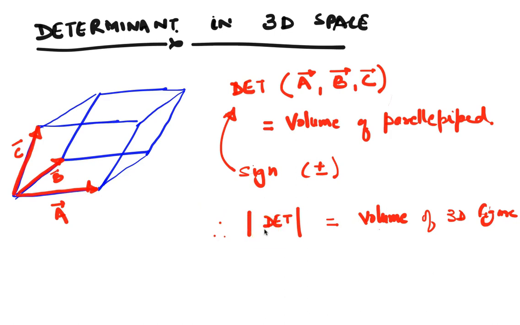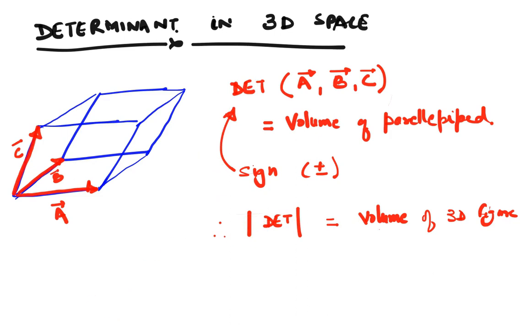Great. So you know how to solve a determinant in three-dimensional space, and you know what it means geometrically. However, how do we get from here to define the concept of cross product?